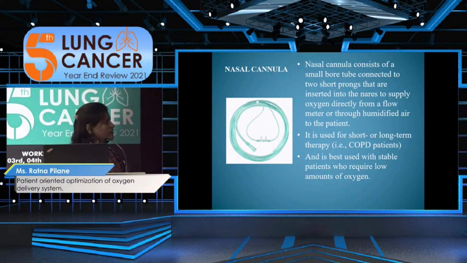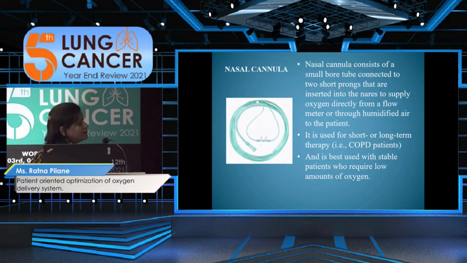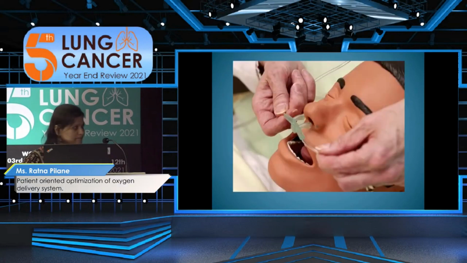This is nasal cannula, which is made of plastic and has two small prongs which insert into the patient's nostrils, and this is the tubing which is attached to the wall's oxygen outlet. It is used for short term or long term therapy, usually for COPD patients, and it is the base for stable patients who require a low amount of oxygen. The delivery of nasal cannula oxygen is 1 liter to 6 liter, and if you want, you can use humidified air for this oxygenation.